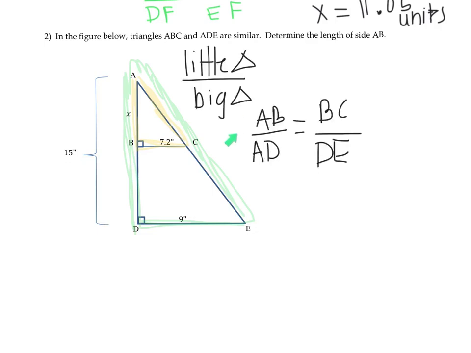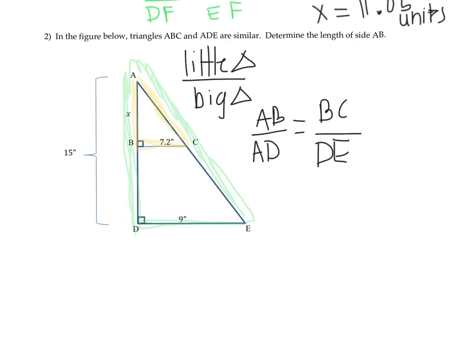So let's make sure you understand this. The little triangle side AB here is compared to the full long side of the big triangle AD, AB, AD. So for this one over here, we're starting with little triangle on top. BC compared to DE. And now we can fill in the missing numbers to look for our unknown side.